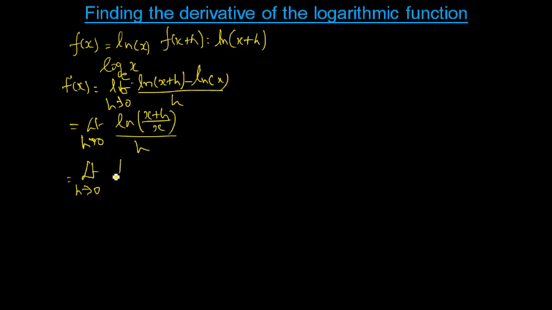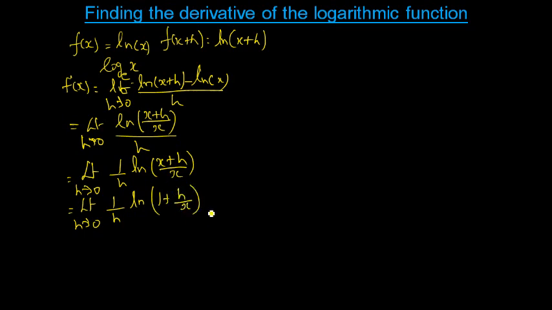I can write this as 1 over h ln of x plus h over x. Again, I will rewrite it as 1 over h ln of 1 plus h over x. I am just simplifying this. I am dividing the two terms by x and I get this.